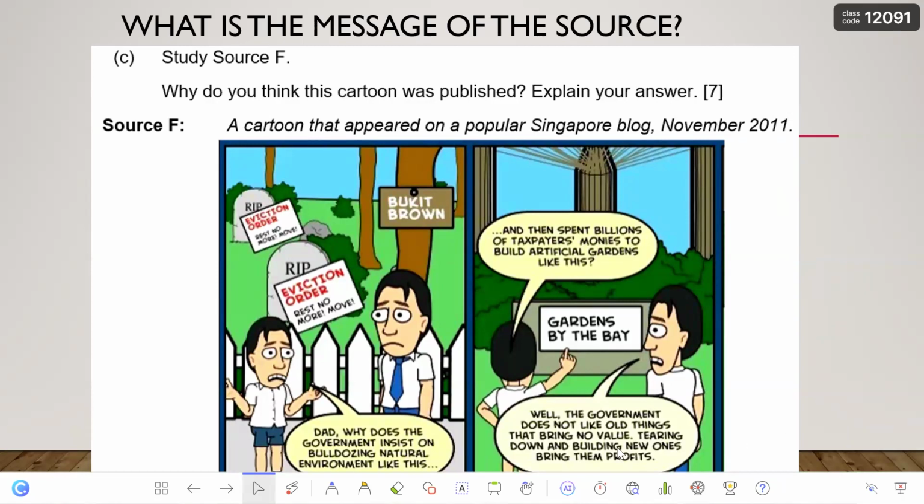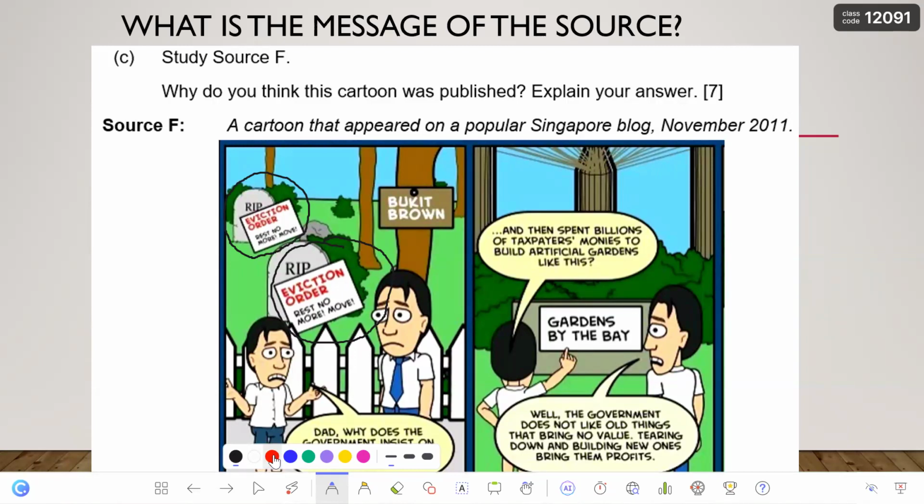So firstly, we need to look at the source details. You look carefully, it says, oh, eviction order. And who is it trying to evict? Clearly the dead people, right? People who've been buried in this particular cemetery. So rest no more, move. It all sounds very harsh, right? Very cold. Trying to get them to relocate, getting the dead people to relocate.